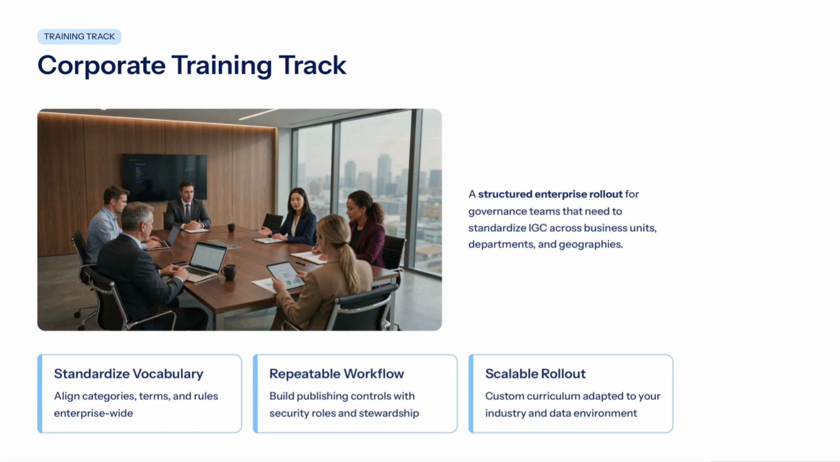The training program also provides guidance on how to align categories, terms, and rules with industry-specific requirements and regulatory compliance. Furthermore, it offers practical advice on how to build and maintain publishing controls, which are essential for ensuring the integrity and confidentiality of sensitive data. By implementing this training program, the organization aims to establish a consistent and efficient information governance framework that supports its overall business strategy. The program is designed to help governance teams develop the necessary skills and knowledge to manage sensitive data effectively and consistently across the organization.